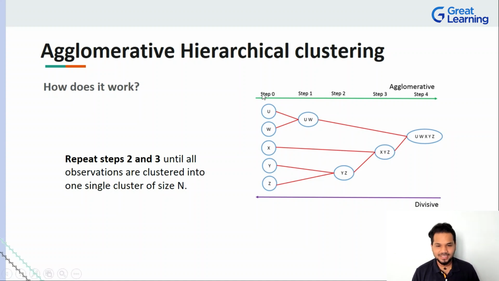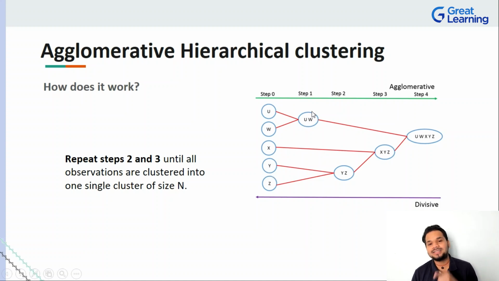Step number 0 is where you have each of these entities as single elements on their own. So we took a couple of letters and said, hey, we're going to give you a cluster of your own. You can see that U has its own cluster, W has its own cluster, X, Y, Z, all of these have their own clusters. And at the first step, I'm going to say, hey, U and W, I think you guys are pretty common, so let me just merge you into one cluster.